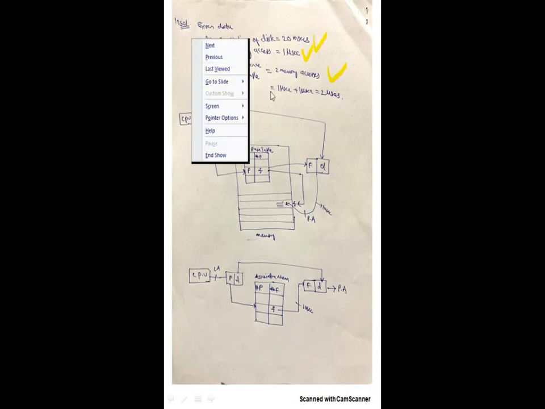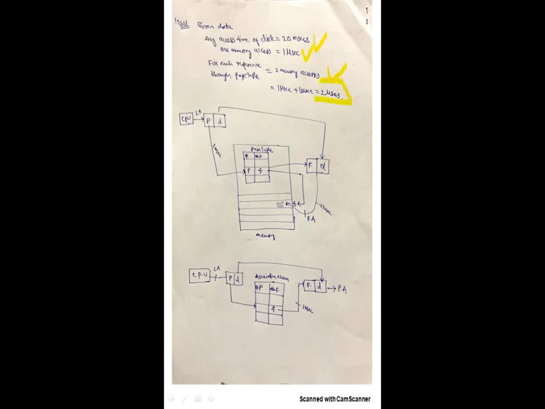Now first I will show you with the diagram. Now look here. This is the given data. The average access time of the disk is given as 20 milliseconds. One memory access is taking 1 microsecond, but each memory reference through the page table is taking 2 memory accesses. So 2 memory accesses is nothing but 1 microsecond plus 1 microsecond. So I get a total of 2 microseconds through the page table. Without the page table, only 1 microsecond.